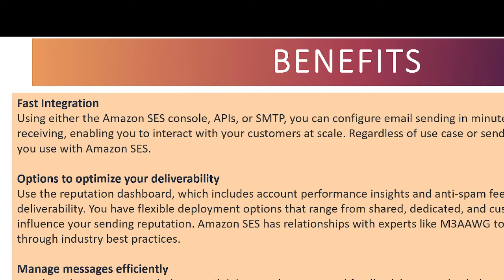The fourth benefit is scale securely and easily. Amazon SES authentication options such as Sender Policy Framework, SPF, and DomainKeys Identified Mail, DKIM, confirm your right to send on behalf of your domain. Virtual Private Cloud, VPC, support makes email sending from any application secure, which is a comfort knowing that it is for sure secure.